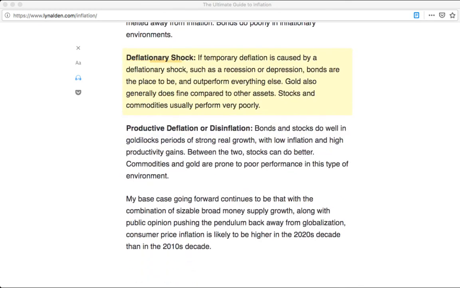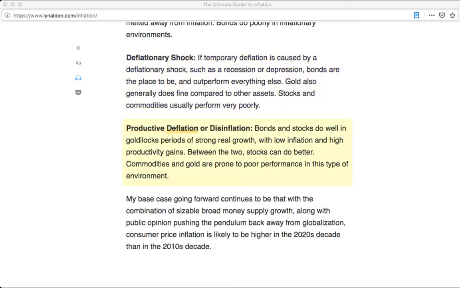Deflationary shock. If temporary deflation is caused by a deflationary shock, such as a recession or depression, bonds are the place to be, and outperform everything else. Gold also generally does fine compared to other assets. Stocks and commodities usually perform very poorly.